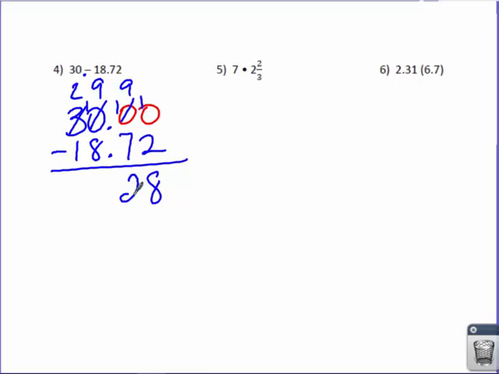9 take away 7 gives me 2. 9 take away 8 gives me 1. And I already brought my decimal down. And then 2 take away 1 is 1. And we end up with 11.28.